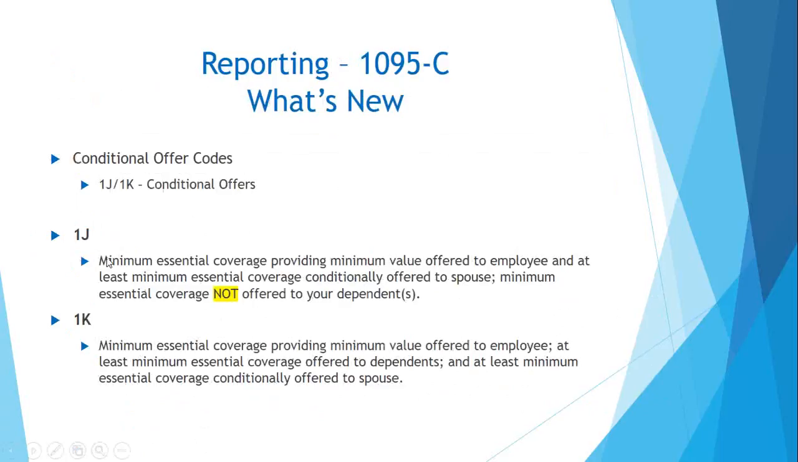So some new codes that popped up are due to conditional offers made to spouses. If you have a conditional offer for your employee's spouse and you did not offer coverage to dependents, but you are conditionally offering it to spouses, which I don't even know why that code is there because hopefully no one is doing that at all. But let's say you're offering it to employees and their dependents, but conditionally offering it to the spouse. You're going to use code 1K.